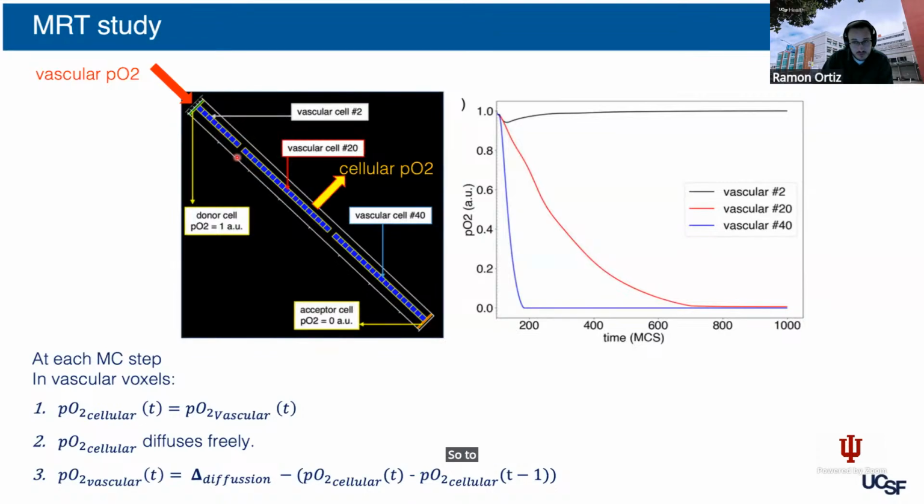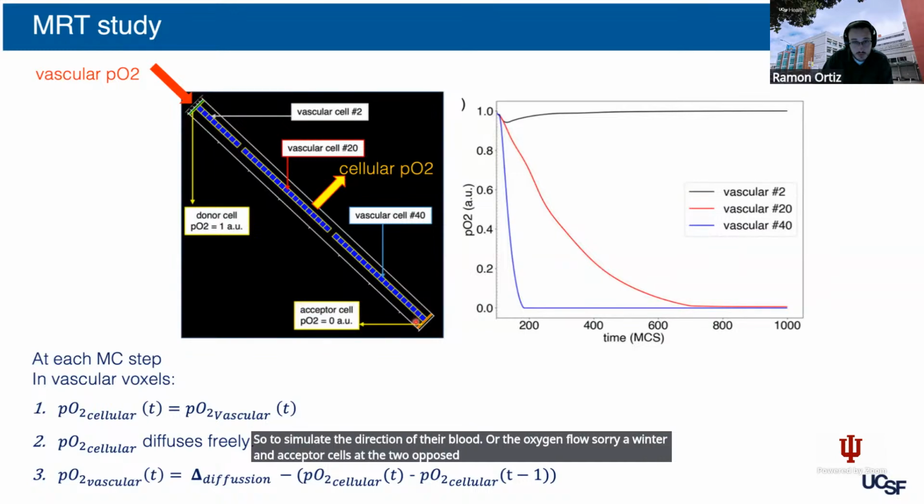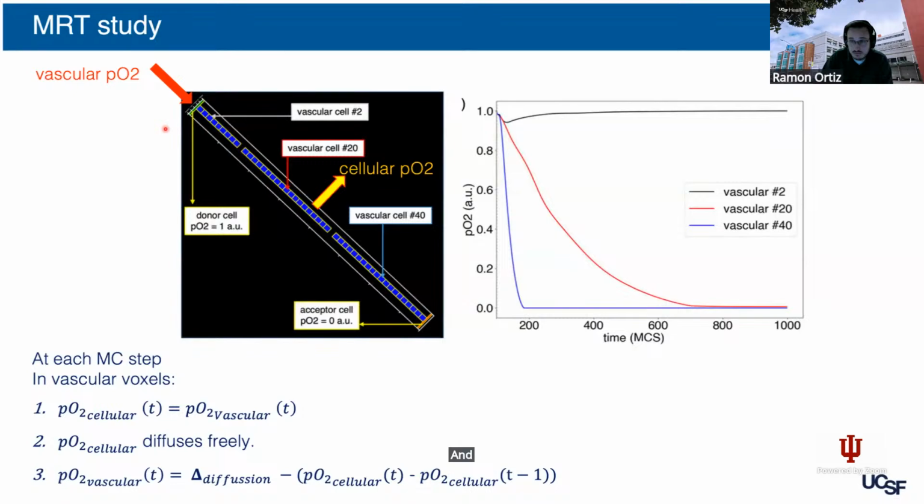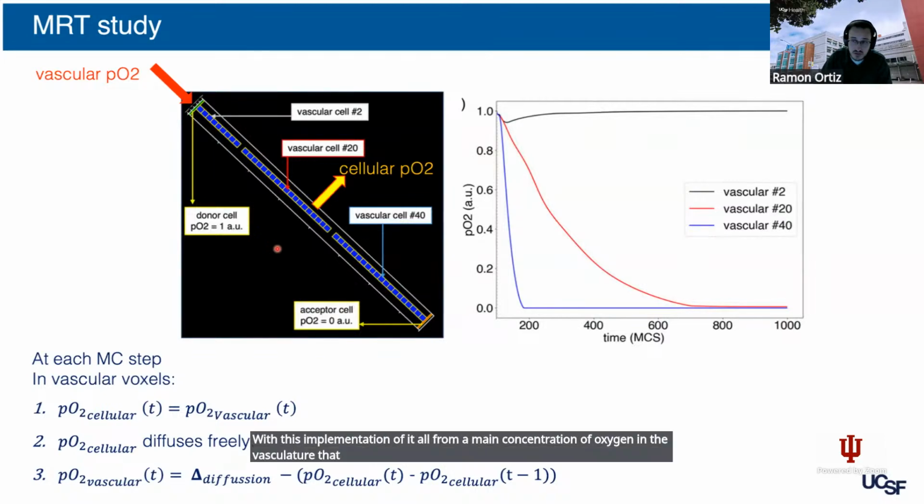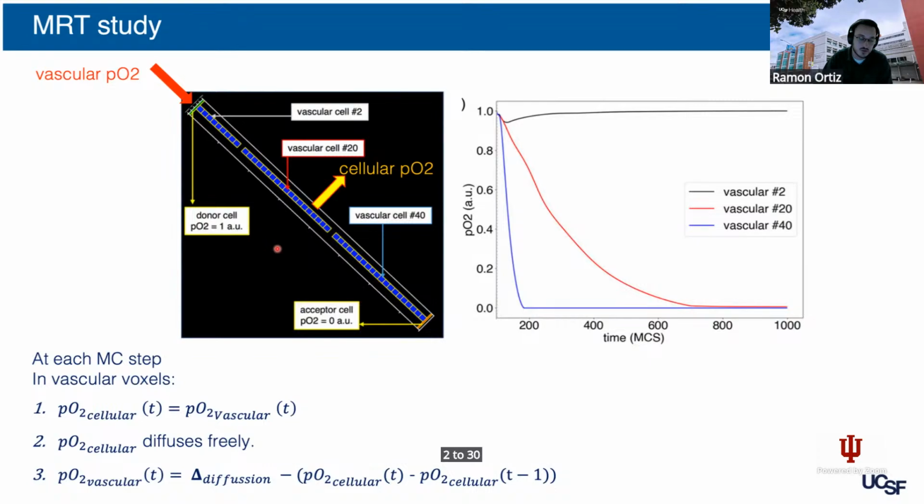So to simulate the direction of the blood or the oxygen flow, we introduced donor and acceptor cells at the two opposed boundaries of each capillary with the size of the simulation lattice. Donor cells had a constant value of 90 millimeters of mercury, and we assigned a value of 0 to the acceptor cells to mimic the oxygen drainage. So the vascular field diffuses along the vascular cells between these boundaries, and we did that for all the capillaries in the simulation. With this implementation overall, we found a mean partial pressure of oxygen in the vasculature that was similar to values reported in the literature. It was around 20 to 30 millimeters of mercury.